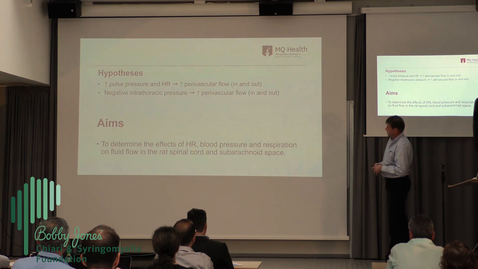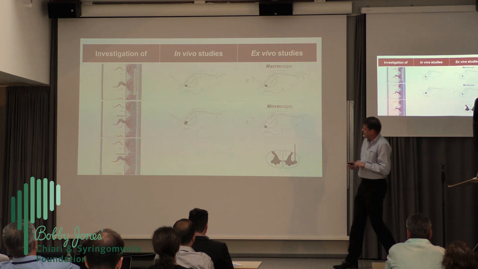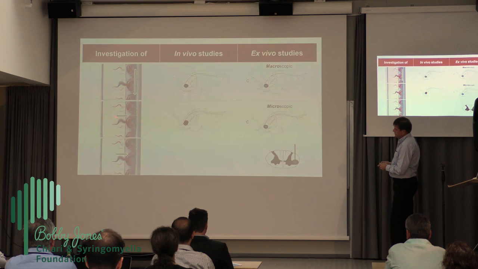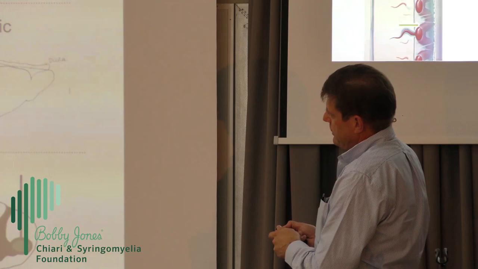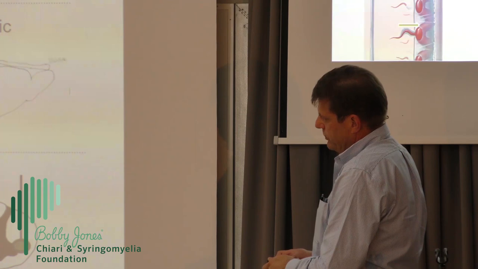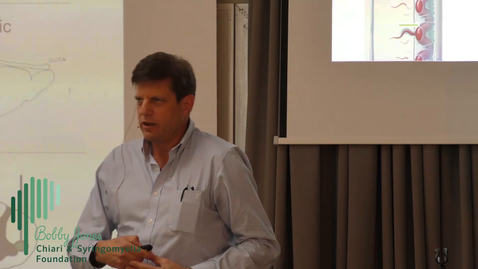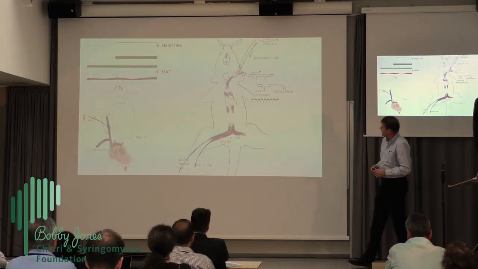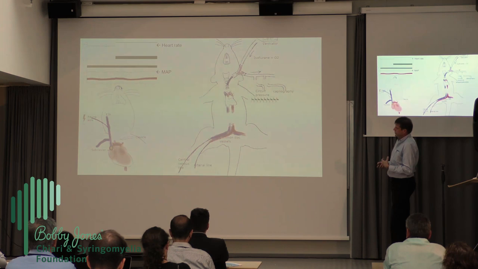So we did this in a rat model, and we're investigating flow in the subarachnoid space, flow into the spinal cord, and flow out of the spinal cord. We're doing that by injecting CSF tracers into the cisterna magna for these studies. And then for looking at fluid flow out of the spinal cord, we're looking at injections of tracer into the spinal cord parenchyma.